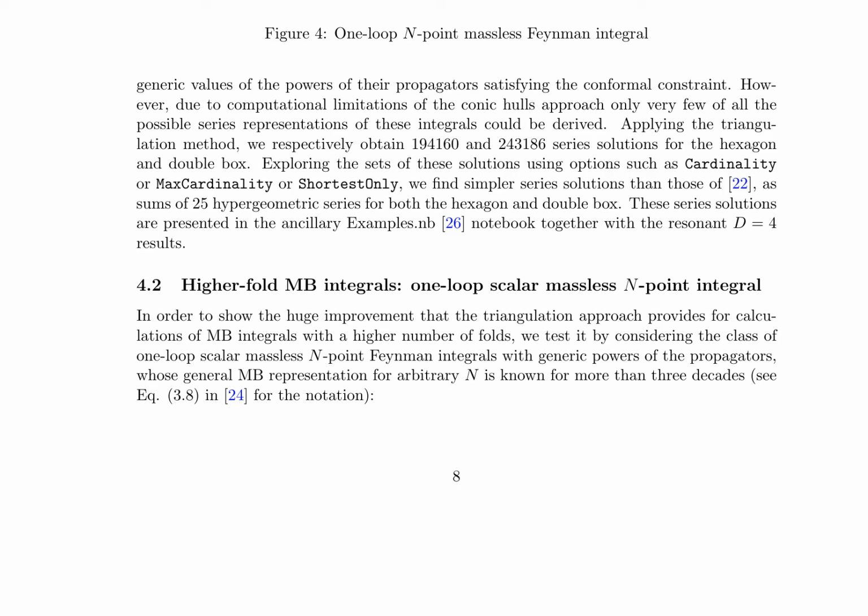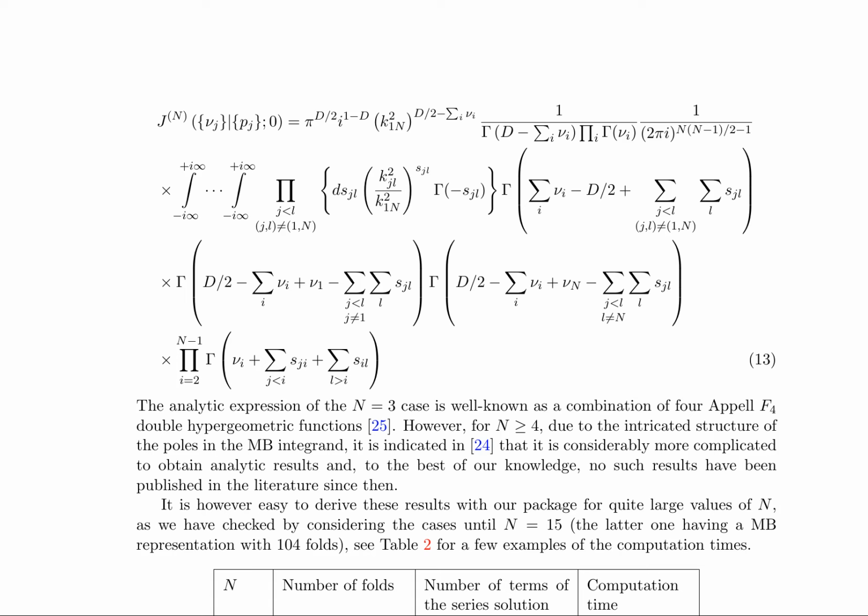The triangulation approach not only provides simpler series solutions but also significantly reduces computation time and complexity, rendering it a valuable tool for researchers in the field. The expression for J, N, nu J, Pj, 0, a pivotal component in the evaluation of multifold Mellin-Barnes integrals, is presented. This expression, denoted by equation 13, is a complex function involving gamma functions, infinite series, and poles.